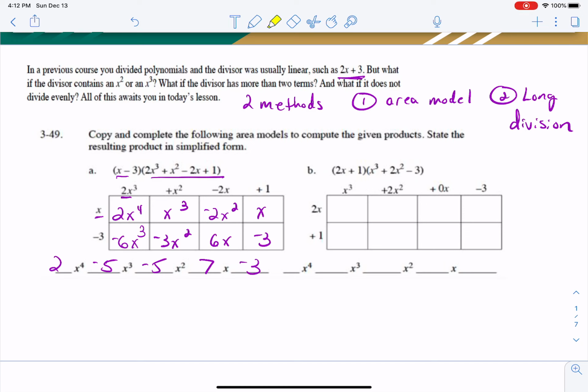If you look at the patterns in the area models, the 2x to the fourth comes out to the top. Combining like terms for x cubed, combining like terms for x squared, combining like terms for x, and then a negative 3 at the end.